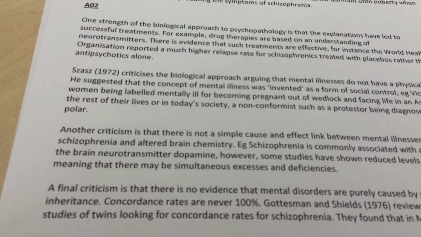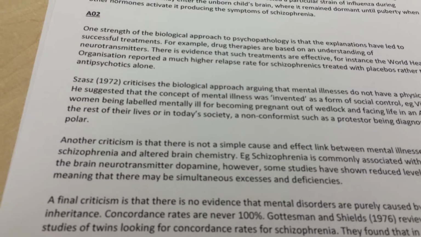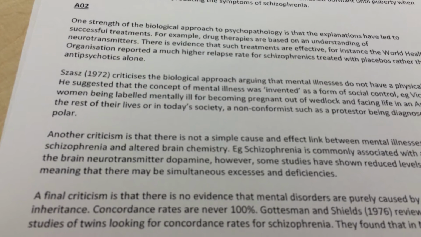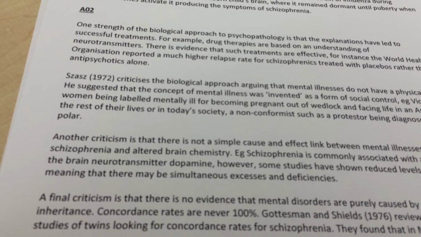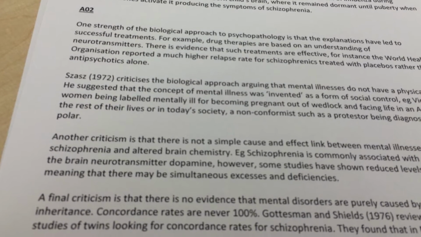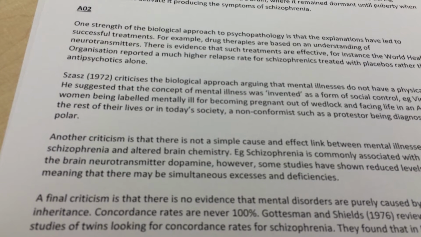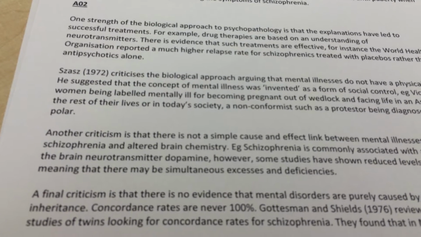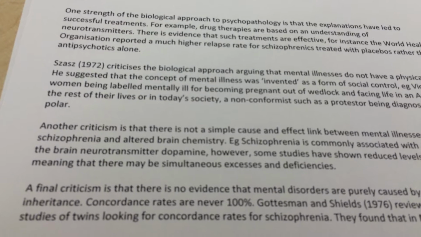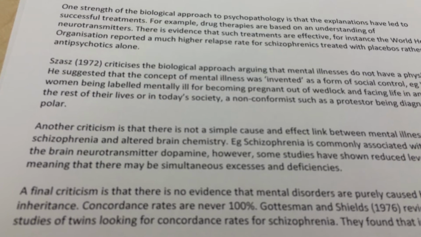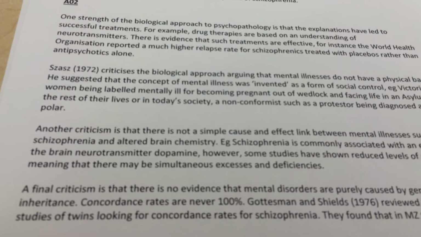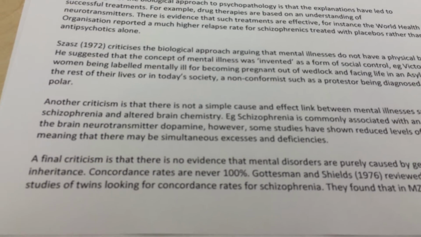Szasz, 1972, criticises the biological approach, arguing that mental illnesses do not have a physical basis. He suggested that the concept of mental illness was invented as a form of social control, e.g., Victorian women being labelled mentally ill for becoming pregnant out of wedlock and facing life in an asylum for the rest of their lives, or in today's society, a nonconformist, such as a protester being diagnosed as bipolar.